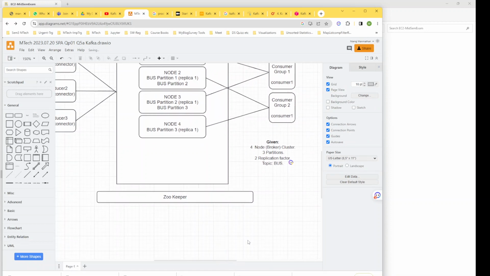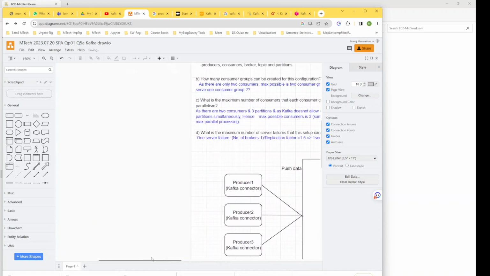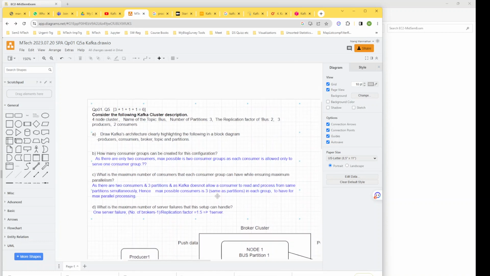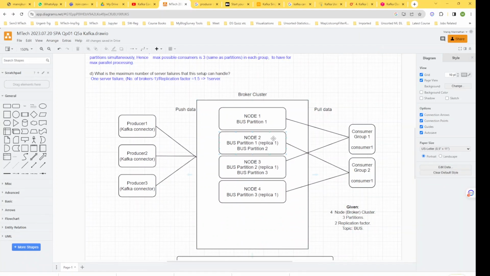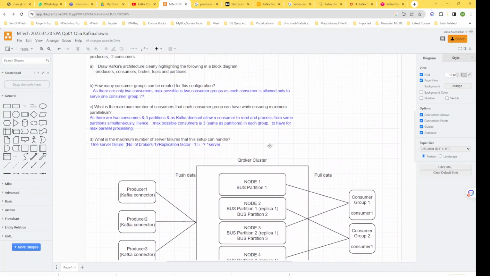There was some link we need to open, right? We'll just go through this. First question: how many consumer groups can be created for this configuration? This is one other question. Let me just check this. So how many consumer groups can we have?